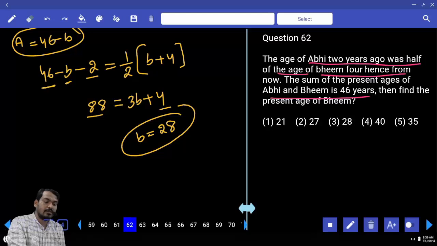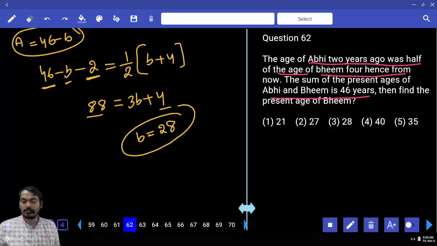What is the difference between 46 and 2? 44. 44 two times how much? 88. 88 minus 2B. Minus 2B becomes plus 2B or not? 2B plus B, 3B. That 3B equal to 88 minus 4. How much? 84 divided by 3. We are getting how much? 28.